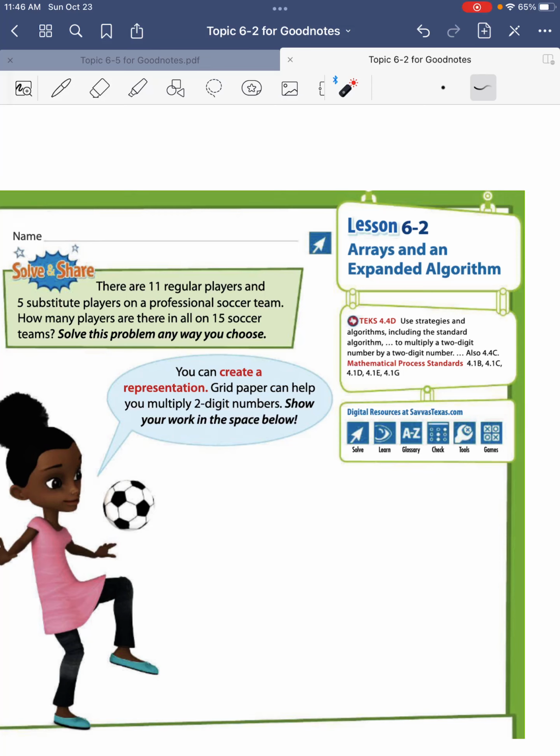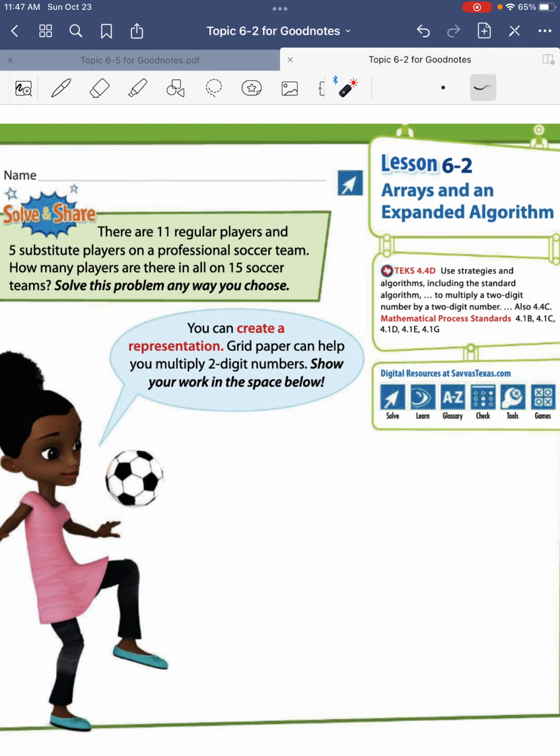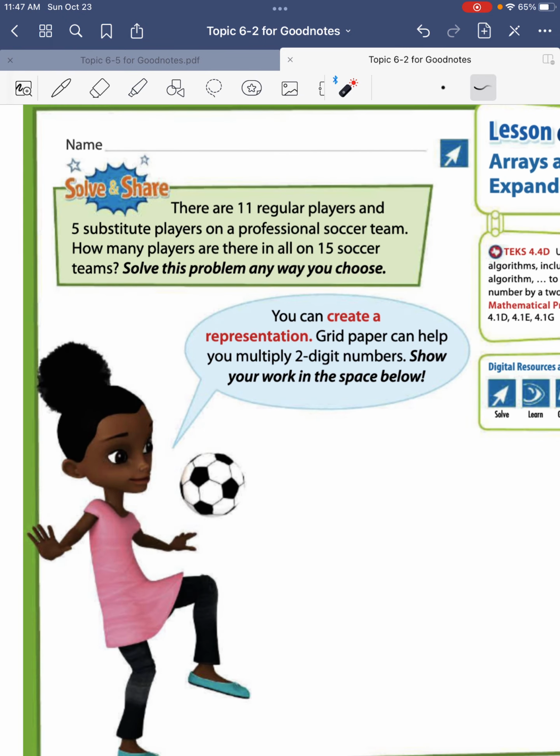Hi boys and girls, we're doing lesson 6-2, arrays and expanded algorithm. We're going to use strategies and algorithms, including the standard algorithm, to multiply a 2-digit number by a 2-digit number. Okay, so we are not going to be doing the standard algorithm. We're going to still be doing the box, the area method, okay, the window.